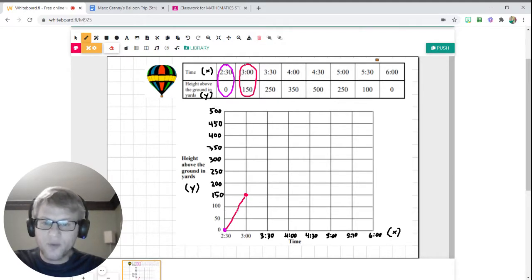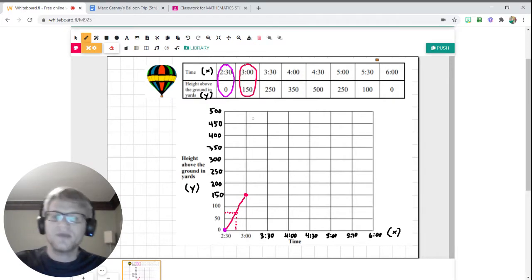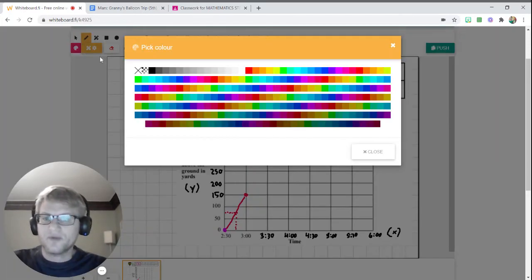And that shows me essentially how they were traveling. And we can get points in between as well, right? Like we could say at 2:45, where were they? And if you wanted to know that, you would look right here and say, that's 2:45. Oh, they were somewhere between 50 and 100 yards off the ground. They were about 75 yards off the ground. So now we go to the next point. Let's go to another color.